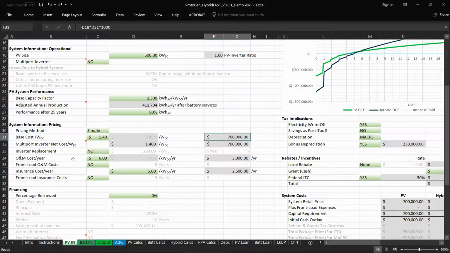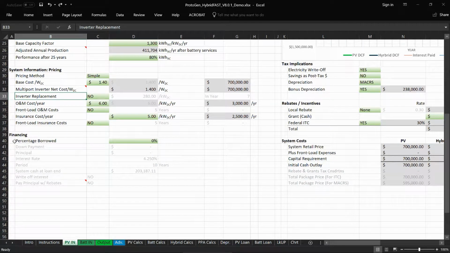This section also lets you put in some other pricing and expense inputs, such as if you had an inverter replacement scheduled in the future, whether or not you're expecting operations and maintenance costs, and also insurance expenses.